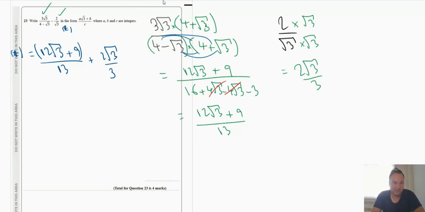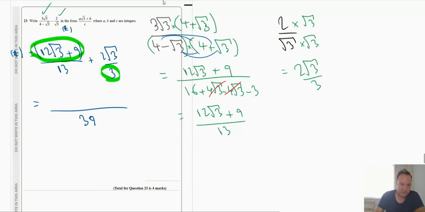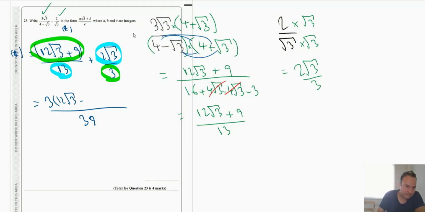The next thing that we need to do, guys, is cross multiply. So we do that by multiplying the 3 and the 13 together. 3 times 13 is 39. And then we cross multiply. So it's 3 times 12 root 3 plus 9, and then we've got 13 times 2 root 3. It's all of 12 root 3 plus 9 that we need to multiply the 3 by. And then, of course, we've got 13 times 2 root 3.